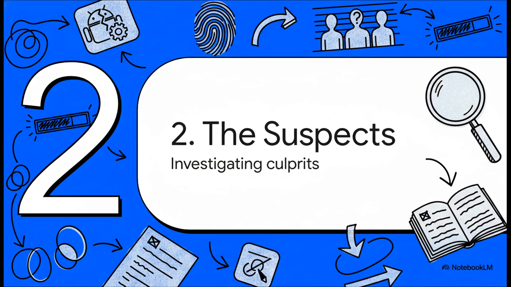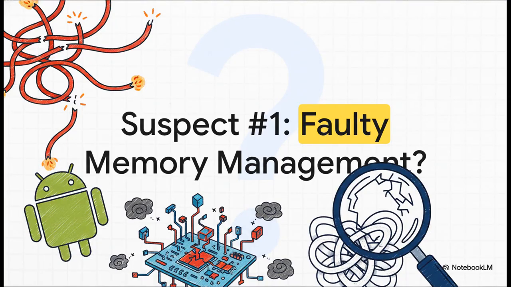Okay, so we have our evidence. But any good detective knows you can't just jump to conclusions. It's time to line up the usual suspects, the common criminals behind these kinds of performance issues, and check their alibis one by one. First up, let's look deep into the system. Could this be a low-level problem? Maybe a bottleneck in how the app is managing its memory? This is often a really tricky, deep-rooted kind of issue.